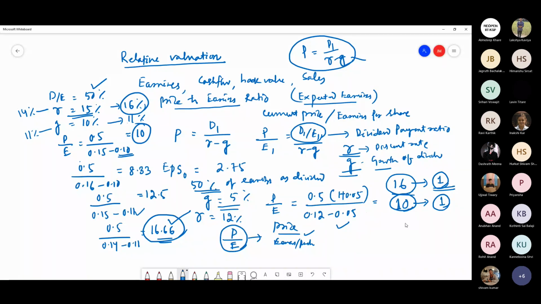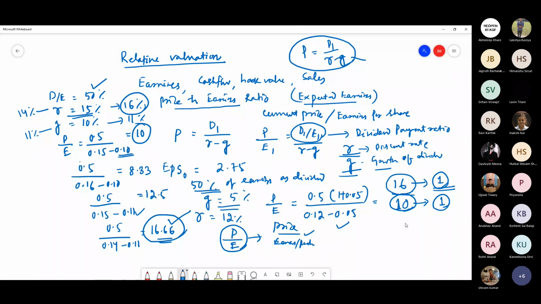This price earning ratio is called the earnings multiple. It is used by investors to compare different stocks whenever they go for investment in the market. And this is quite popular and quite useful whenever we talk about investment analysis in the market.